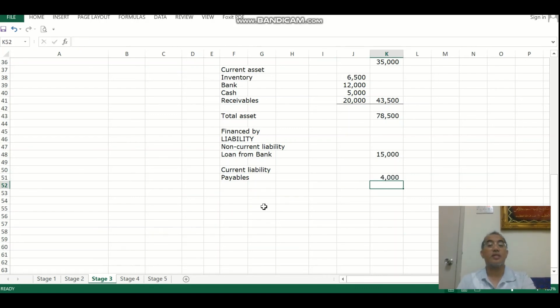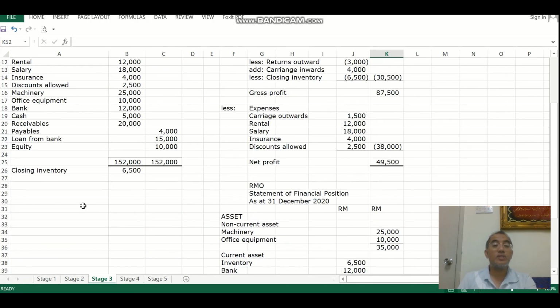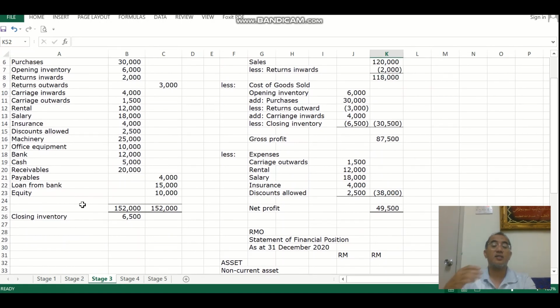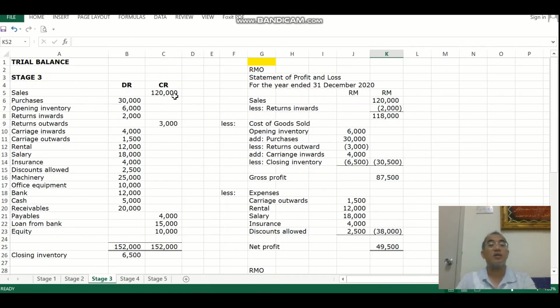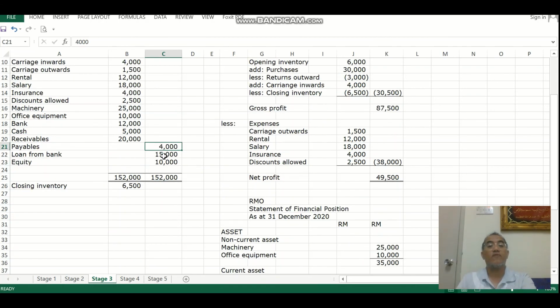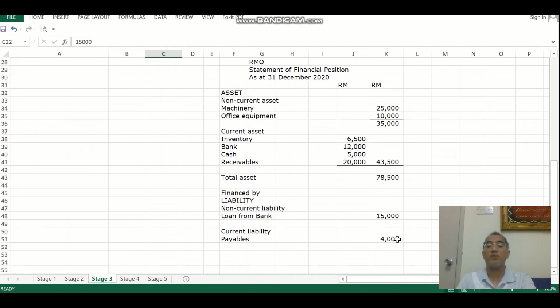Okay, now we have finished our liability. Let's check back. Is it we missed out something? Because it's very simple to detect liability, because liability will always be at the credit side. So this one is sales, finished already. We have put in our profit and loss. So payables is our liability. We have taken that into account. Loan and equity. Okay, equity is different. So we check back, we have 4,000 and 15,000. Okay, now we go for equity.